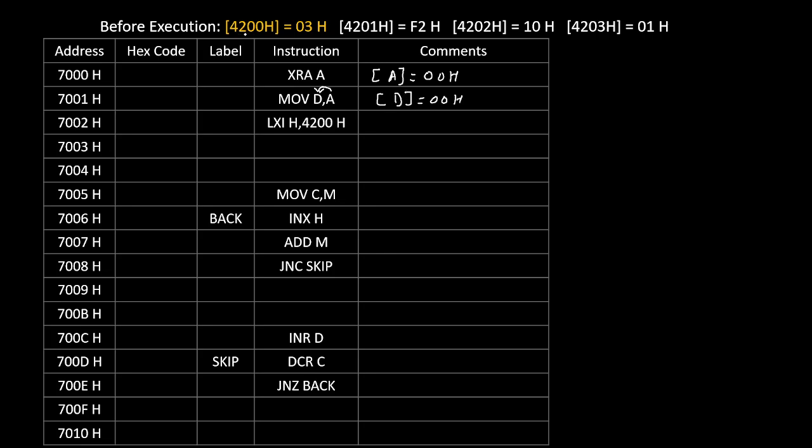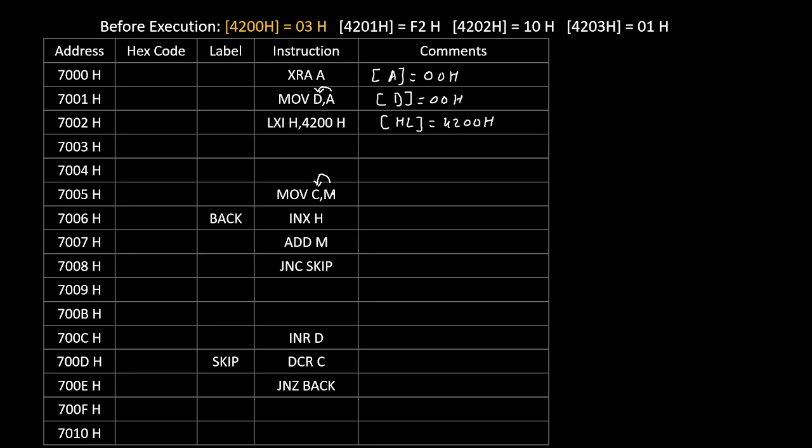Now, our first number is on 4200H. Therefore, we will initialize the HL pair by writing LXI H, 4200H. Because of this, the HL pair will become 4200. LXI stands for load register pair immediate. And which register pair? The HL register pair. So, what we will transfer into the HL register pair is the data 4200H. So, we have initialized the memory pointer. Then, what will we do? We will take the value of M inside the C.